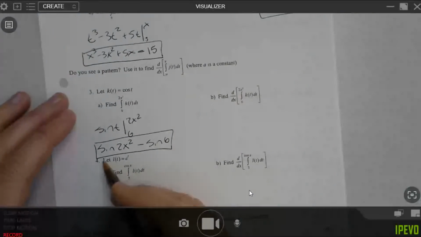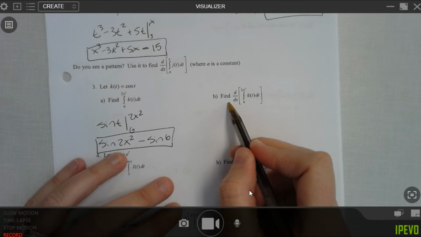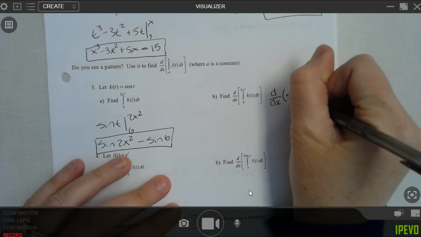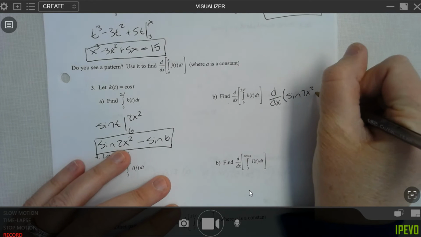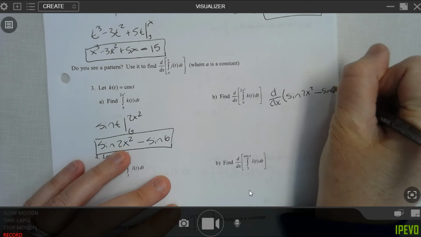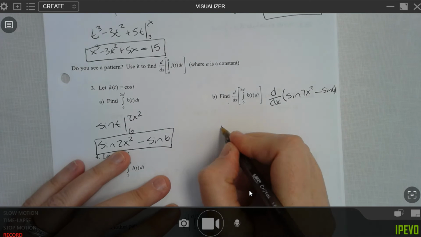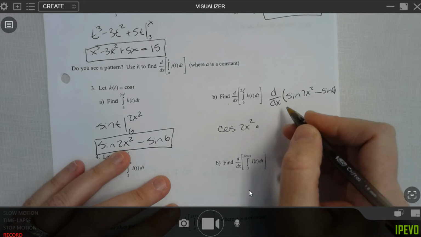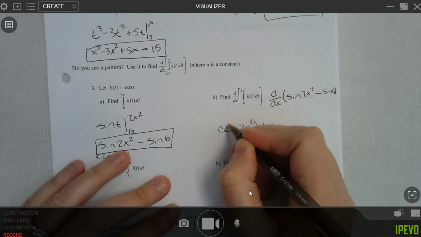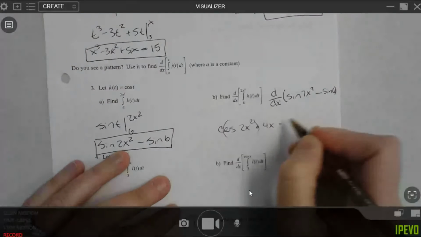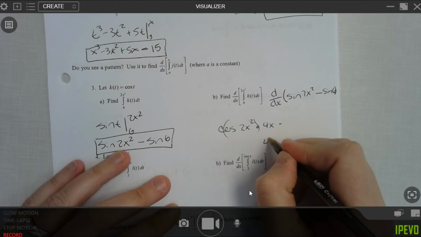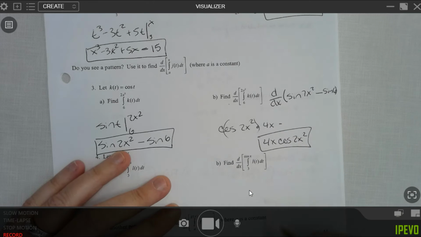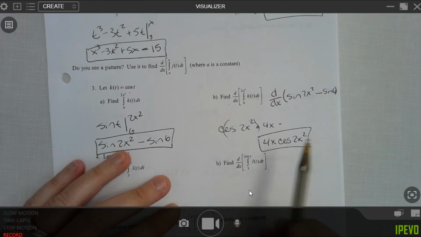So that's the antiderivative. Now I'm going to take the derivative of this function. When I take the derivative of this, I'm going to get a chain rule for this sine function. So the derivative of this would be cosine of 2x squared times the derivative of the inside, so times 4x. And then the derivative of 0 is just 0. So really I get 4x cosine of 2x squared. So I didn't just get the function back.